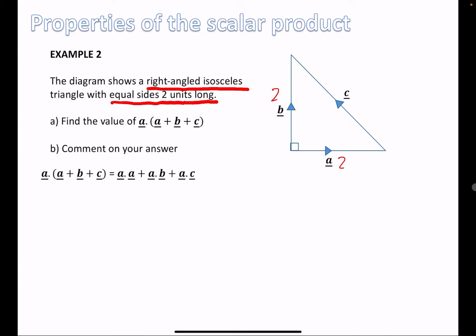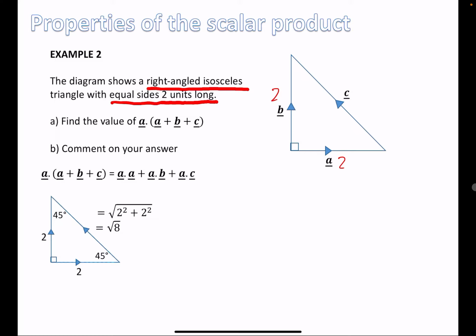So the first thing I want to do is probably multiply out the brackets. A dot (B plus C)... A dot (A plus B plus C) is A dot A plus A dot B plus A dot C. And then using that triangle, knowing that those 2 sides are 2 units long, I can work out the third side. Square root of 2 squared plus 2 squared, which means it's root 8.